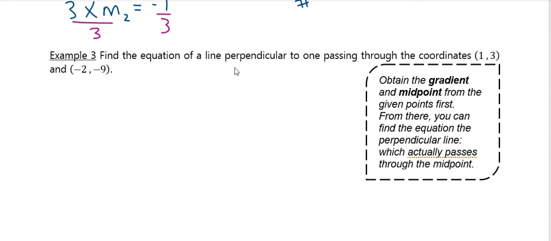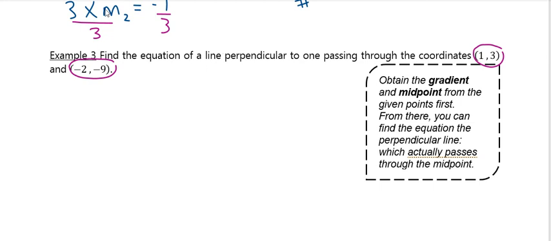Find the equation of line perpendicular to one passing through the coordinates 1, 3 and -2, -9. Now, when you form the equation of a line, you need to have two things, which is the gradient and the midpoint. Here you obtain the gradient and midpoint from the given points first. So let's say that this line, one, passes through the coordinates 1, 3 and -2, -9.